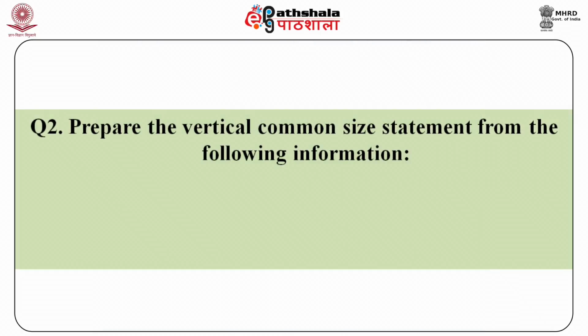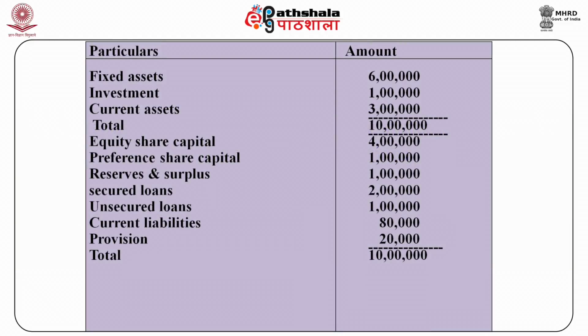Now we take another problem to prepare the vertical common size statement from the following information. We have fixed assets, investments and current assets as 6 lakh for fixed assets and investments 1 lakh and current assets of 3 lakh, making a total of 10 lakh of assets. Then we have liabilities comprising of equity share capital 4 lakh, preference share capital 1 lakh, reserves and surpluses 1 lakh, secured loan 2 lakh, unsecured loans 1 lakh, current liabilities 80,000 and provisions are 20,000. That means we have total liabilities of 10 lakh.